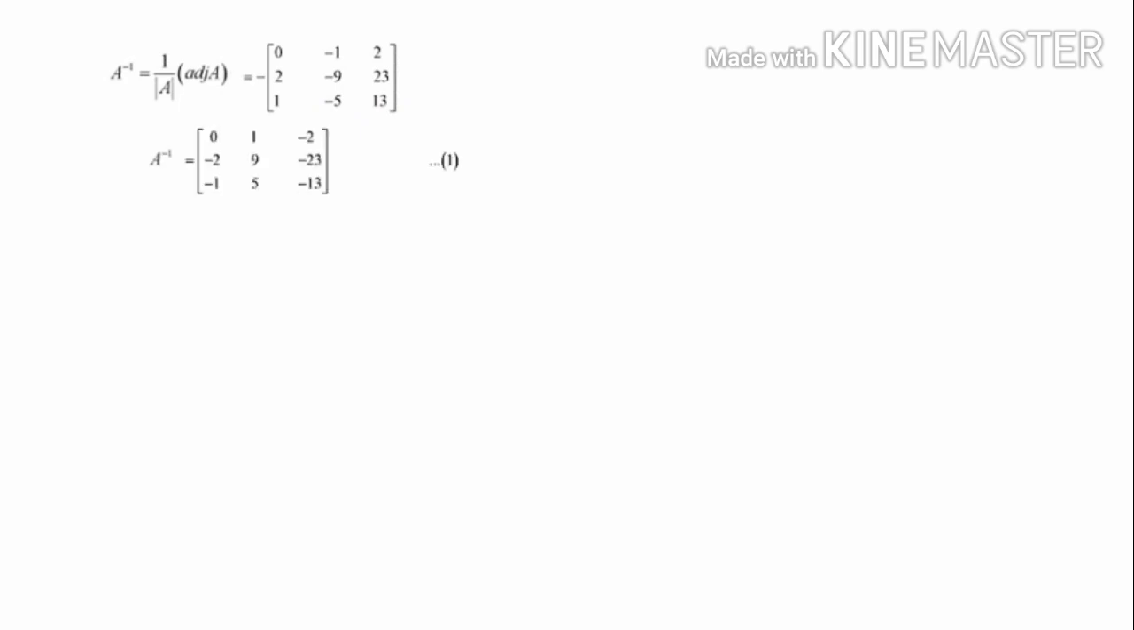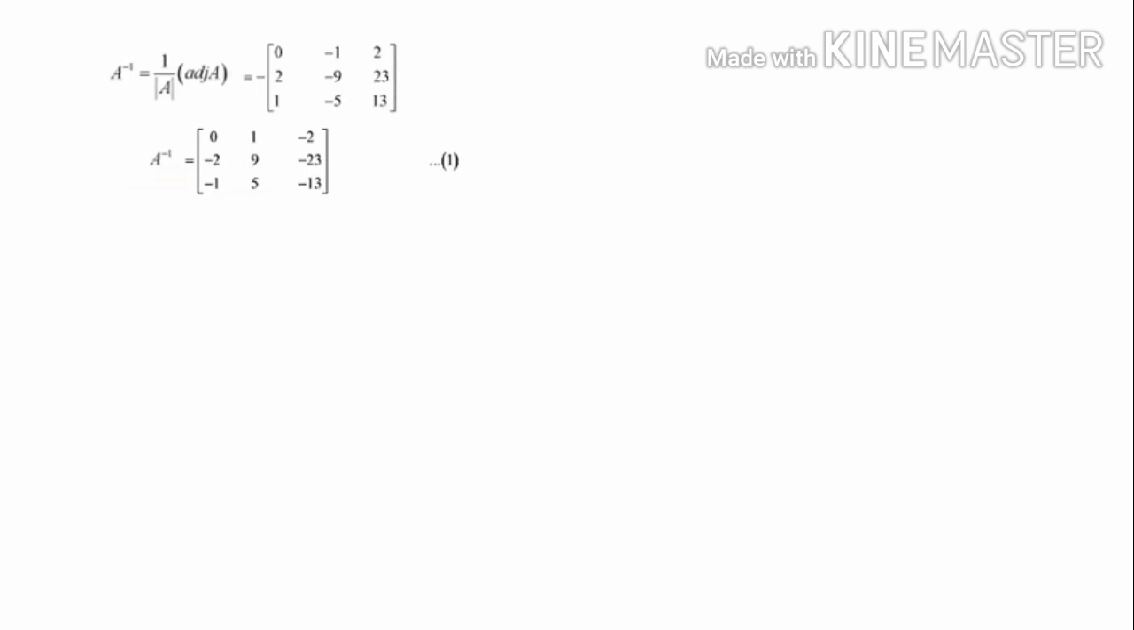Then A inverse is equal to, just take a minus inside. When this minus goes inside, all the signs will change. That is opposite signs will be coming. 0 becomes 0 only. Minus 1 becomes plus 1. 2 becomes minus 2. Again here 2 becomes minus 2. Minus 9 becomes plus 9. 23 becomes minus 23. 1 becomes minus 1. Minus 5 changes to plus 5 and 13 changes to minus 13. Let's take it as equation number 1. This is the answer for our first question, that is A inverse.